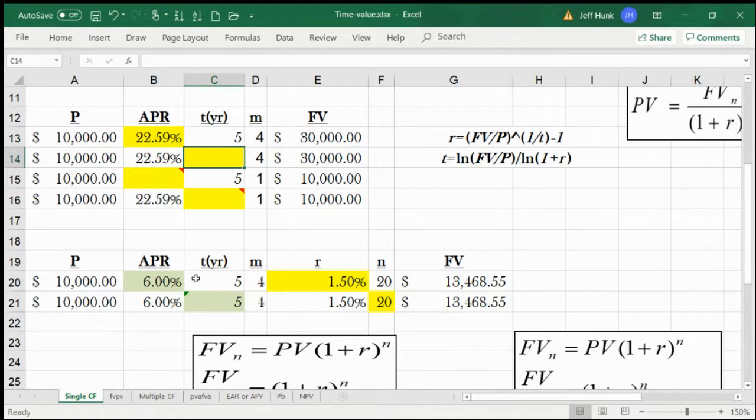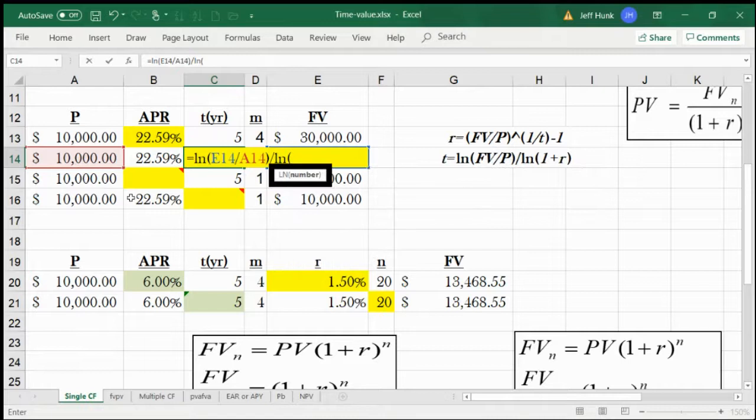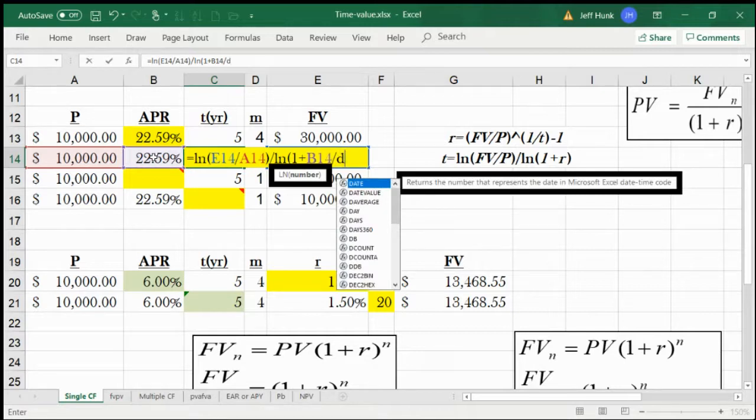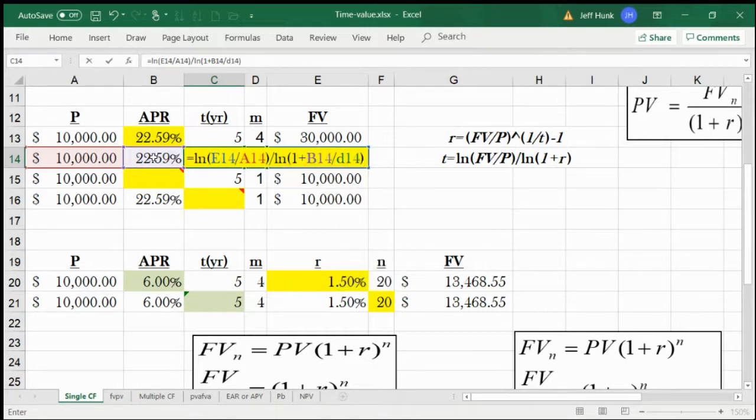Now, N, so we know already it's going to be 5, but let's see if it checks out. So take the natural log of future over present divided by natural log of 1 plus, not APR. First of all, you all understand the relevant rate is the quarterly rate because we are dealing with quarterly compounding. So you will have to adjust it, or divide it by adjusted D14, okay?